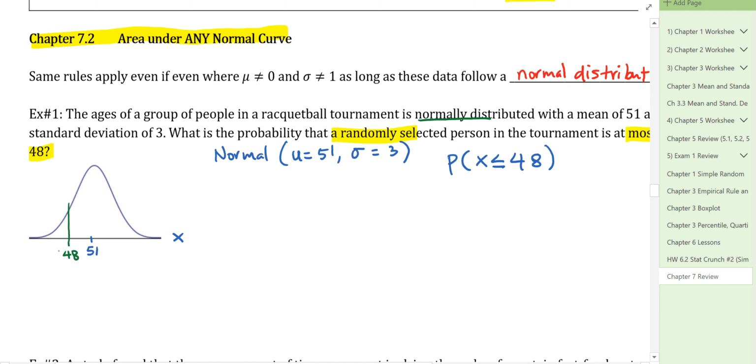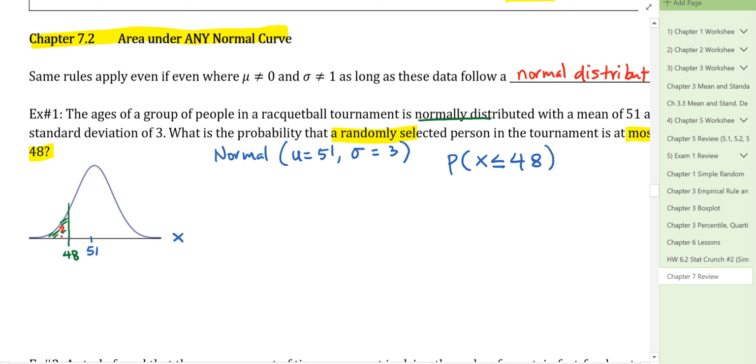That's your X, the X curve. Now, at most 48 means the area to the left of 48. My goal is to find this area, the area to the left of X equal to 48. I can even show you the region; that's what I'm trying to find.